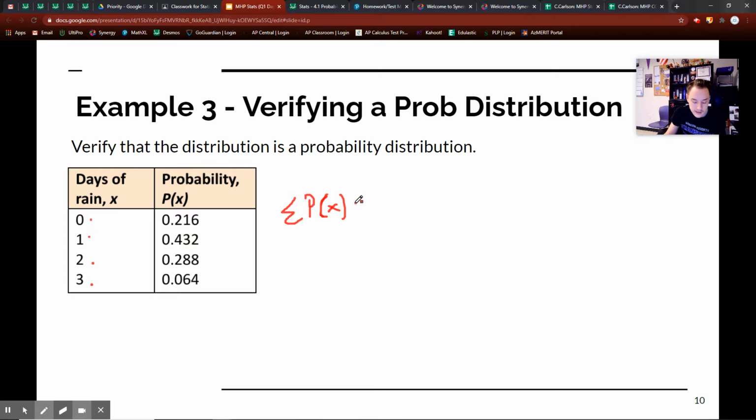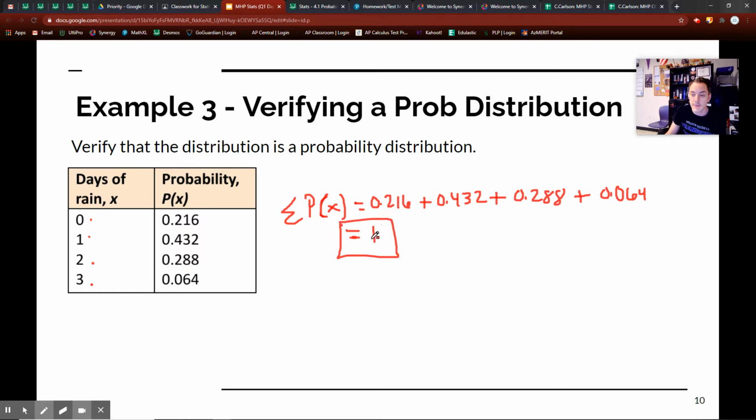So I would take 0.216 plus 0.432 plus 0.288 plus 0.064. When I add all these together on Desmos, on my calculator, whatever, I should get 1. And that is how I know it's a probability distribution. Not only are all the probabilities between 0 and 1, but when I add them all together, just straight down, I do get 1. And that's what I want, okay?